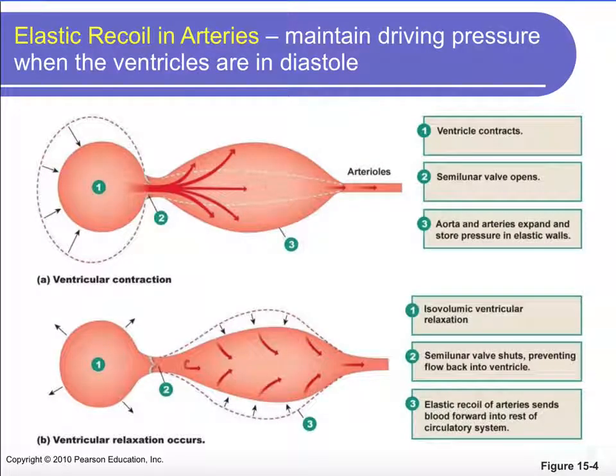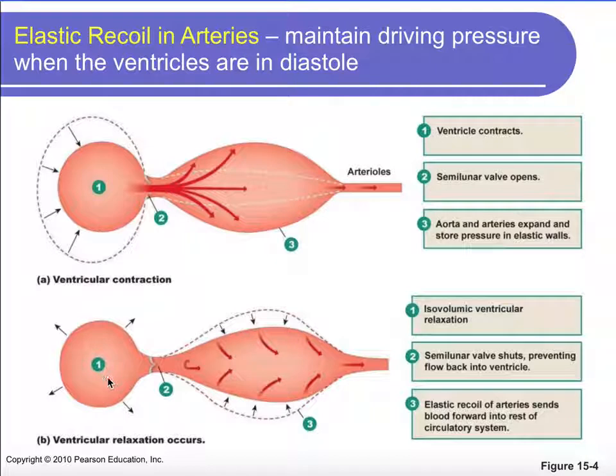So let's take a look at our arteries. And remember, our arteries are unique because they are elastic, which means after you stretch them, they will recoil. And that recoil is important because it's going to maintain the pressure for blood to flow when the heart is in diastole. Now remember, when our heart is contracting, and by heart, this is going to be your left ventricle, when our left ventricle contracts and increases pressure, all of that pressure is going to push blood out the aortic valve into the aorta and into the arteries. And your arteries will expand as they fill up with blood.